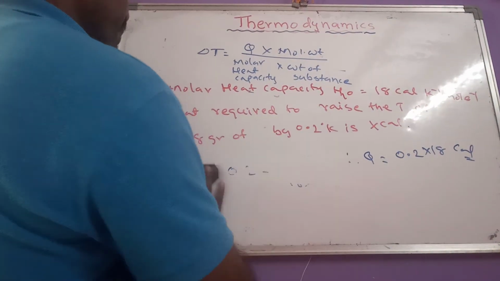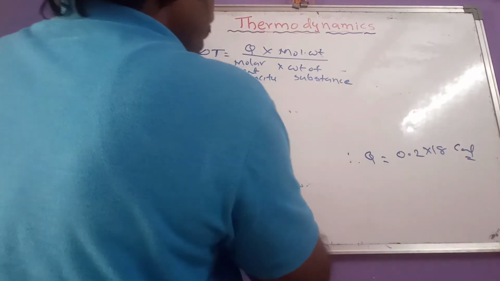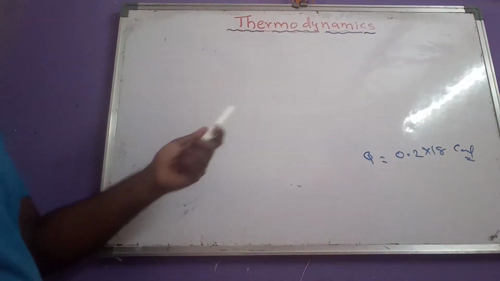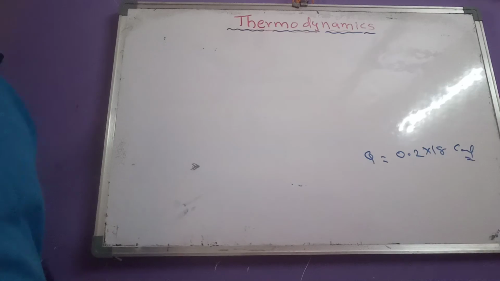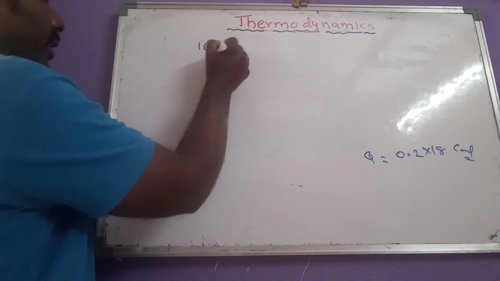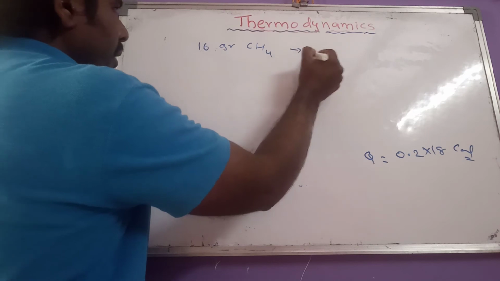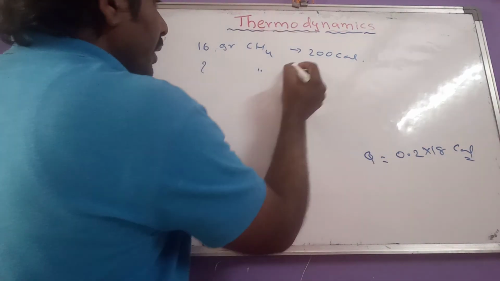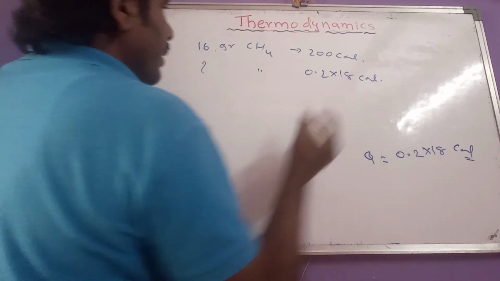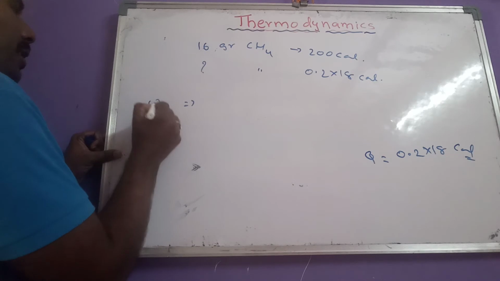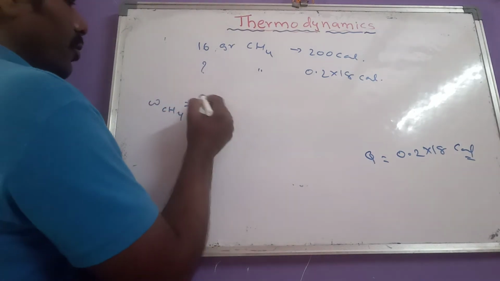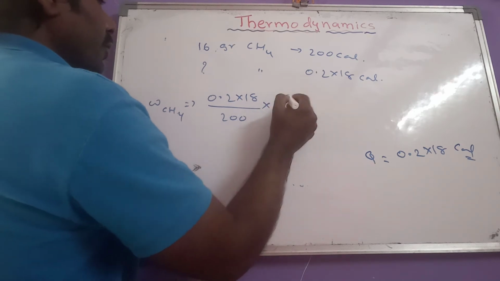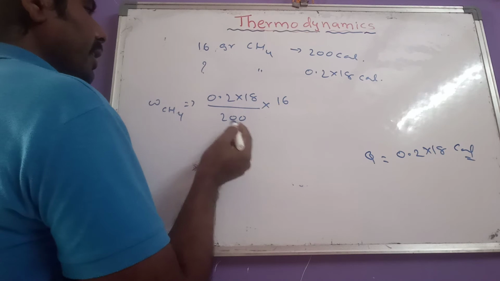Now what is the second question? They have given methane, with heat of combustion of methane as 200 calories. Now what is the amount of methane required to produce this much heat energy? Heat of combustion of methane means 16 gram of methane produces 200 calorie heat energy. Therefore, how many gram of methane should produce this 0.2 into 18 calories energy? That amount of methane equals 0.2 into 18 by 200 into 16. Now upon calculation, you get the answer.